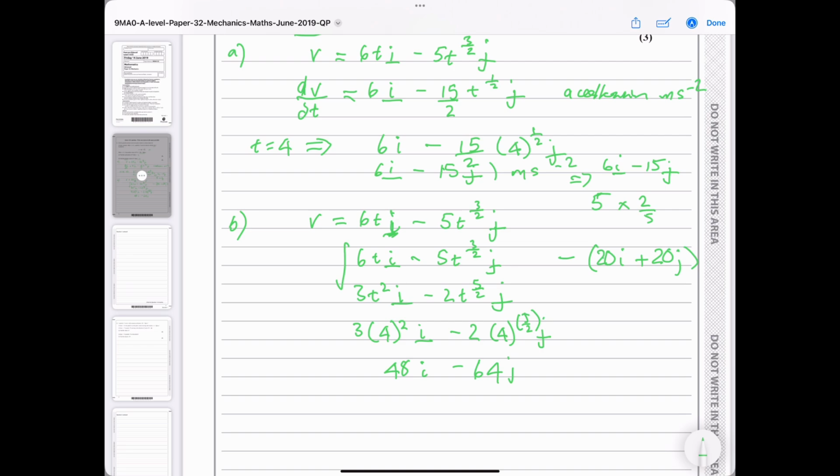And now, in order to get that, we're going to end up going minus, so that's 28i, because we've taken away the 20i. And then minus 64, so that's plus 20j, so that gives us minus 44j, and that is just meters. Right, that's how you do that one.